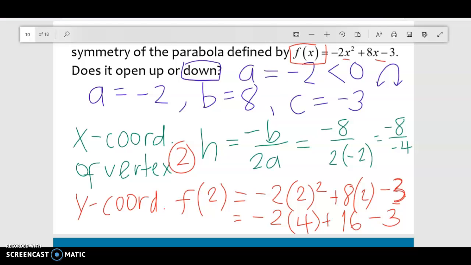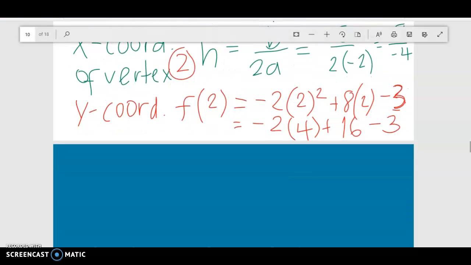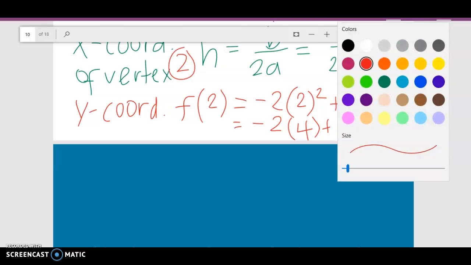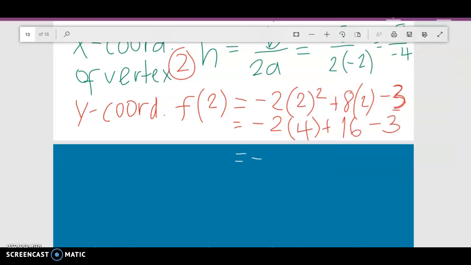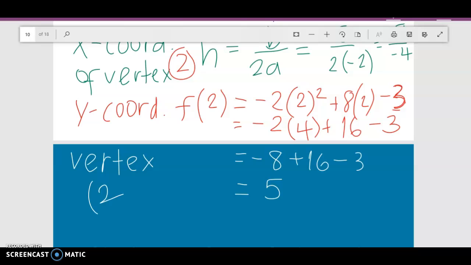Okay, so let's keep going with that a little bit. So we have that is equal to negative 8 plus 16 minus 3. Okay, so negative 8 plus 16 is positive 8, minus 3 is 5. So that means that the vertex of this thing is at 2, the x coordinate, 5 for the y coordinate. Okay, so I don't have to graph this. I can see that my maximum, the tip-top point, the vertex, is 2, 5.